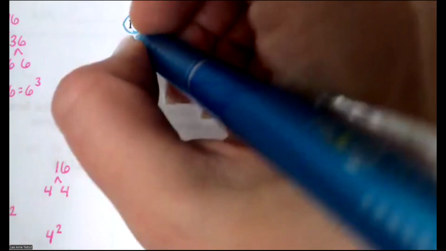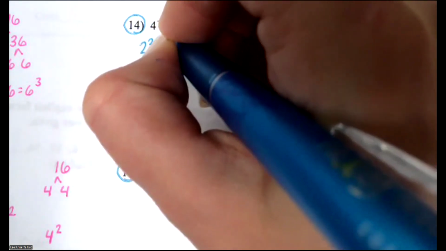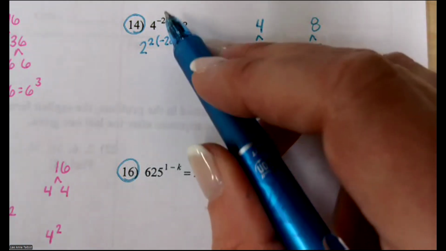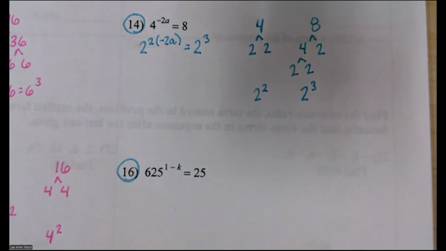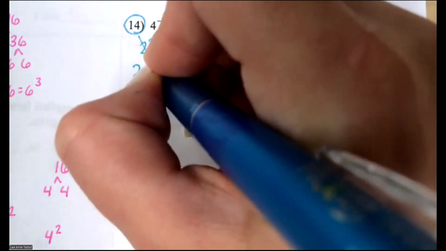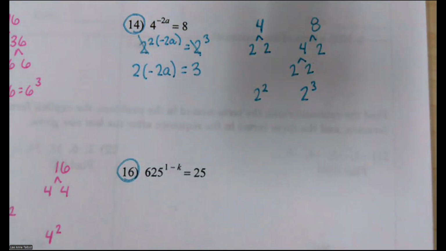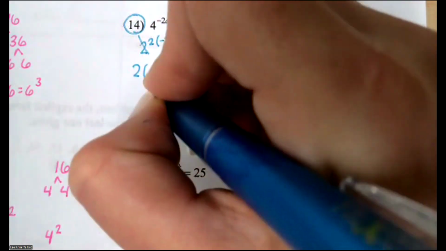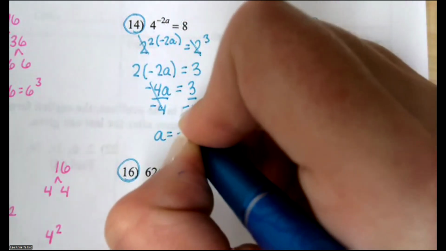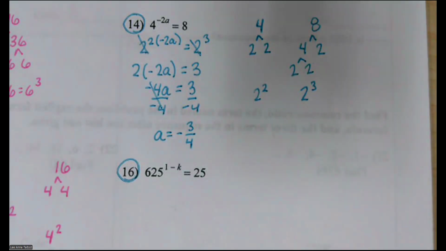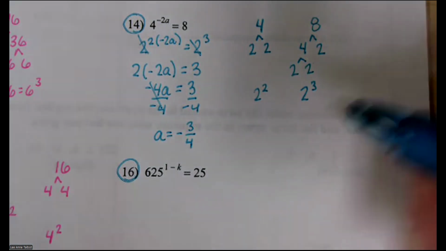Anyway, so 4, I'm going to change that to 2 squared, and then I'm going to put the negative 2a in parentheses that was already there. And then 8 is 2 to the third. Cancel out the big 2 bases. 2 times negative 2a equals 3. Oh no, this is going to have a non-satisfying answer again. Negative 4a equals 3. A equals negative 3/4.